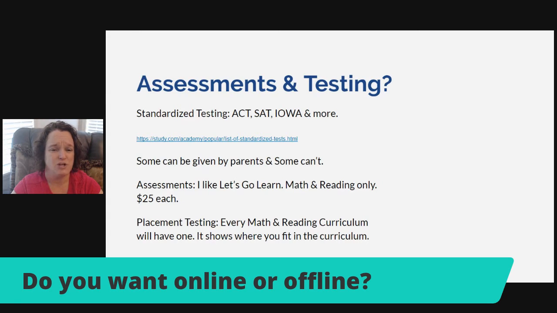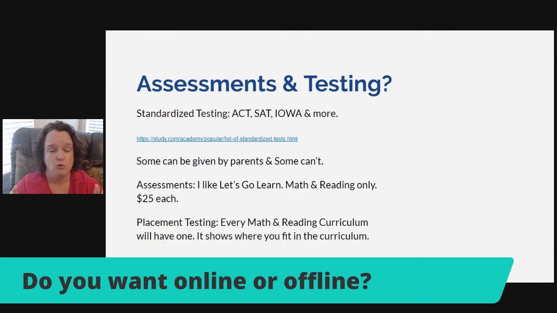I like to go to a company called Let's Go Learn. They have math and reading only. They were $25 each. You have to dig for that price because they want you to buy tutoring, so you just have to keep going deeper and deeper until you find around $25. But it's Let's Go Learn. Honestly, for a homeschooler who's doing traditional homeschooling, this is about all you need. It gives you an assessment of how they're doing.